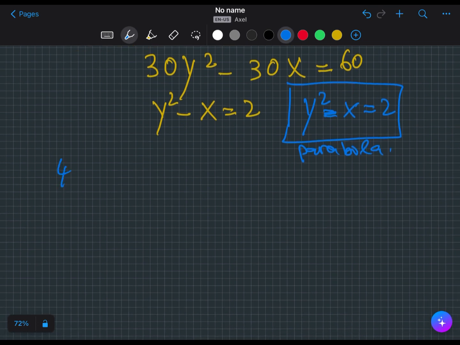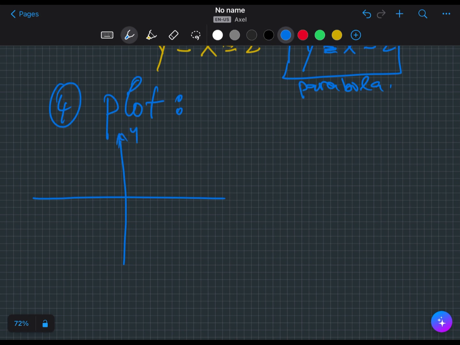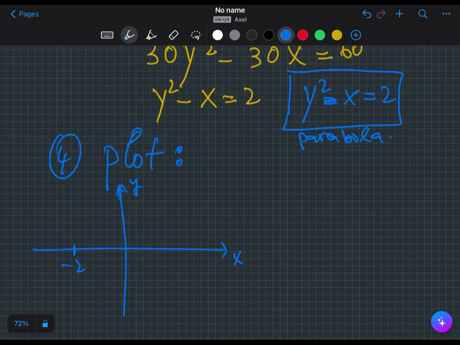Now the fourth step therefore would be to plot. So I'll start by plotting on the new axis. So I have y here and I have x here. So I have minus 2 here, because if y is 0, x will be minus 2, and if x is 0, y will be square root 2 and minus square root 2. So this is how my parabola will look.